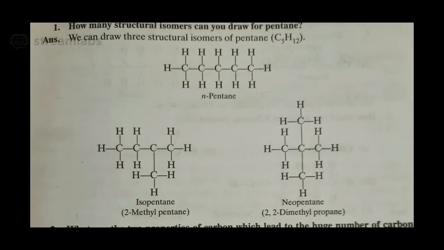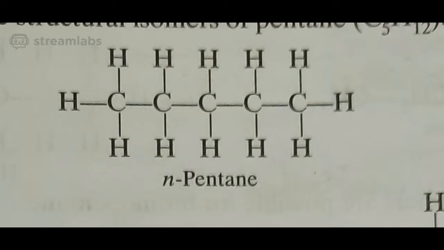Look at the first one. If it is written in this simple way and it is named as n-pentane, carbon will be 5, hydrogen will be 12. So, this is called n-pentane.